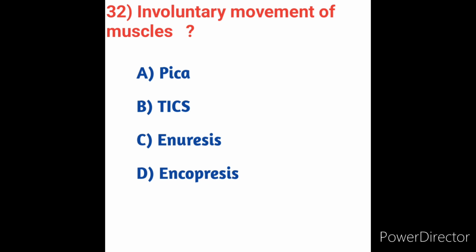Causes for the tics: changes in the parts of the brain that control movement, and the age will be 5 to 10 years, which is the most common age for tics. So here option B is the correct answer. Tics, involuntary movement of muscles, is called tics. Next we will move on to question number 33.